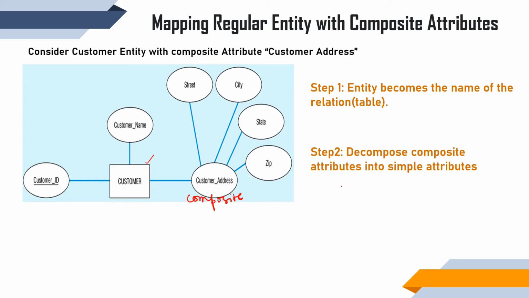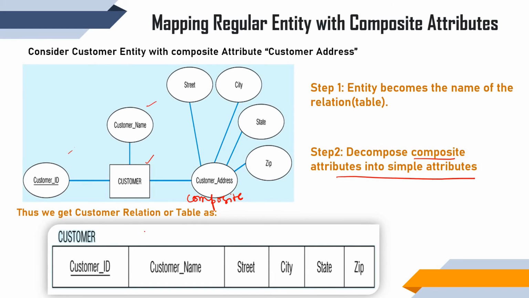Step 2, you keep all the simple attributes intact, but you decompose composite attributes into several simple attributes. Like over here, you can see from this ERD diagram, I have given that customer address has got street, city, state, and zip. These are the attributes of customer address. So I will form street, city, state, and zip as simple attributes, and I will include them in the table structure itself as simple attributes.